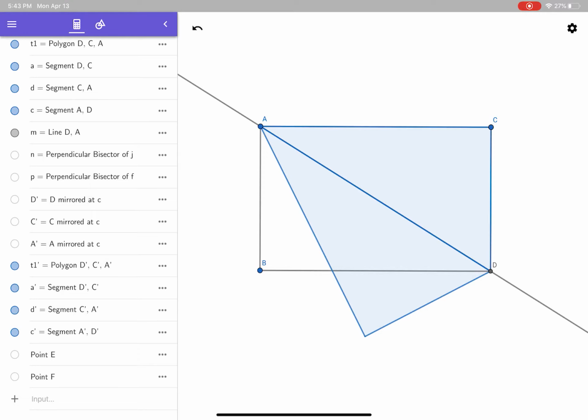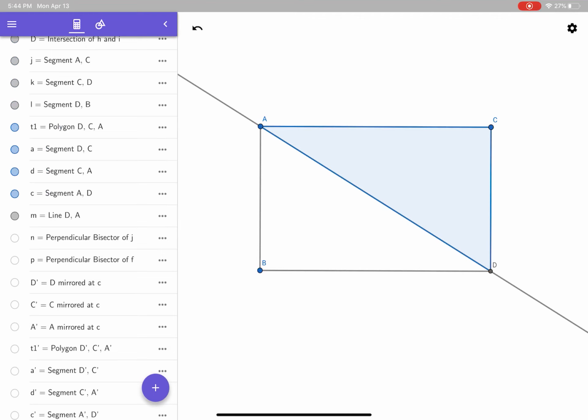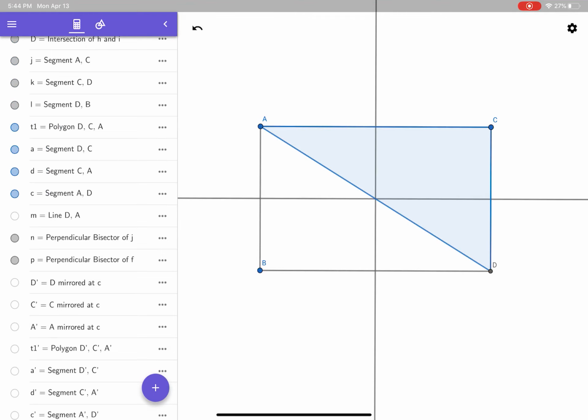Only the horizontal line and the vertical line that I had shown before. So keep this in mind when thinking about line of symmetry.